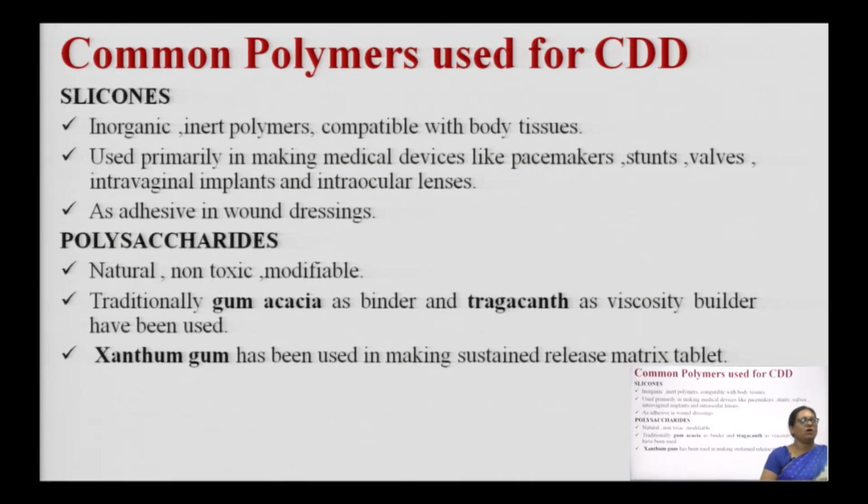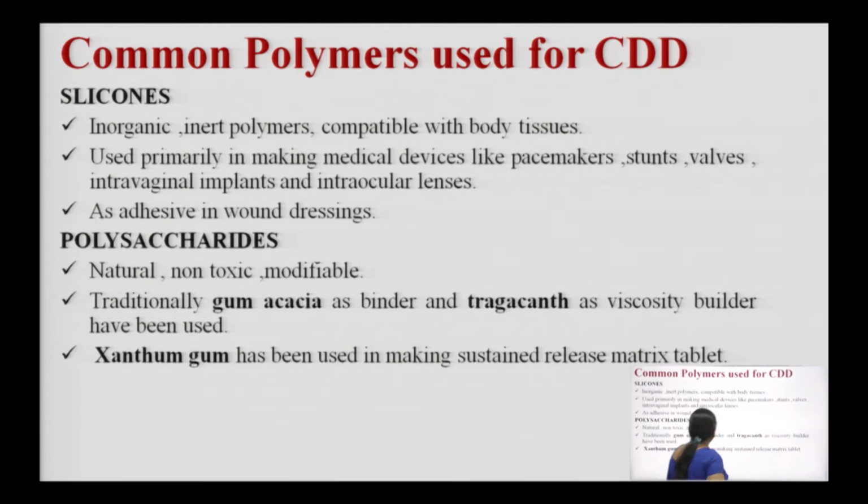Next, we have silicones. They are inorganic inert polymers compatible with body tissues, and these polymers are particularly useful in making medical devices like pacemakers, stents, valves, etc. Intravaginal implants are also made. An important application of silicones is in making ophthalmic lenses, eye lenses. Then they are used as adhesives in wound dressing. This adhesive nature arises because of their affinity for other tissues.